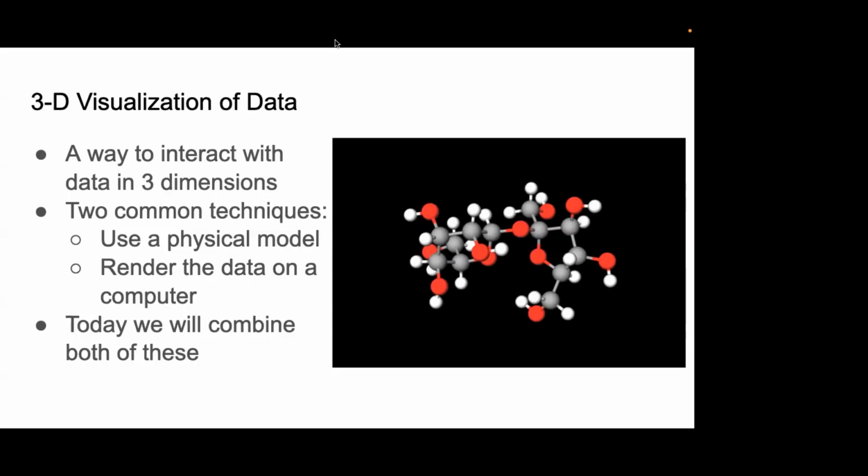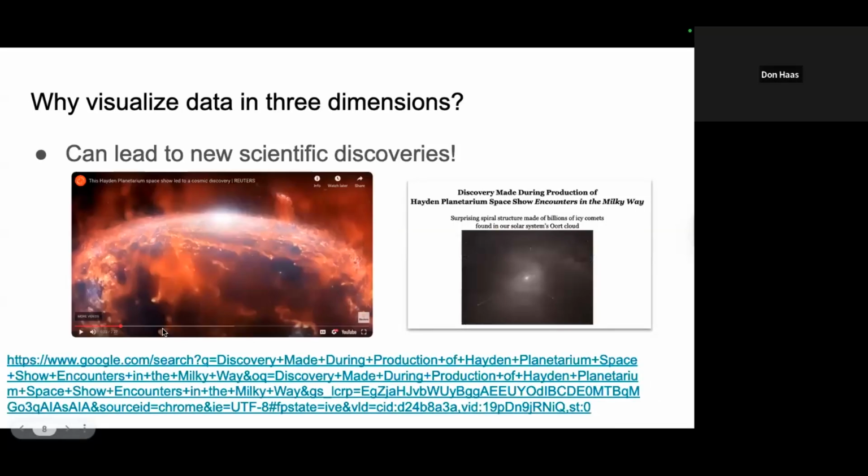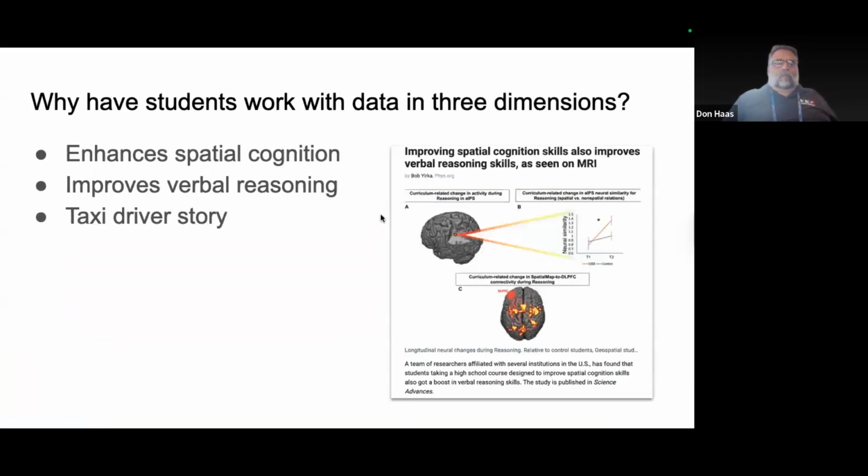So next slide, please. Why do we want to have students work with data in 3 dimensions? Well, there's a body of research that shows when you do this, it enhances spatial cognition or spatial thinking. And there's also some recent research to show that improving your spatial thinking also improves verbal reasoning. So it's kind of a win-win to have kids working with 3D data.